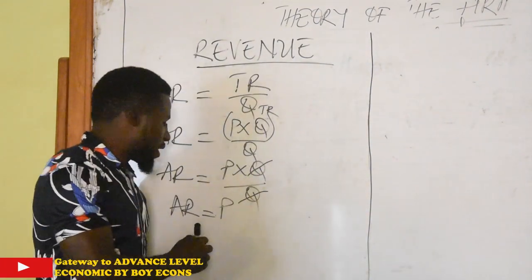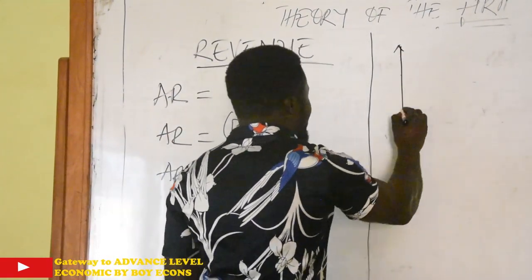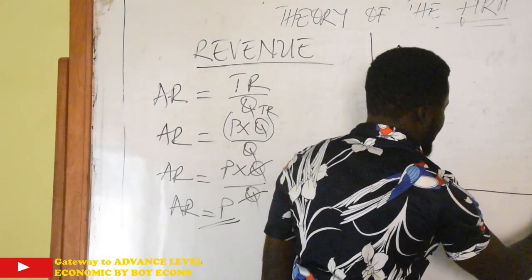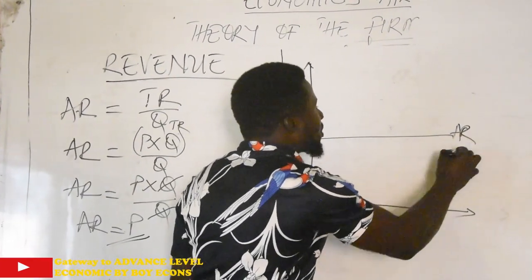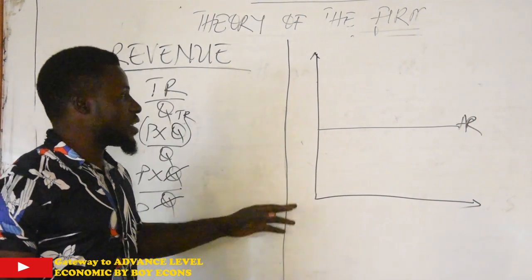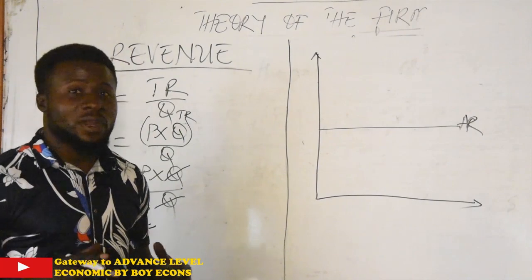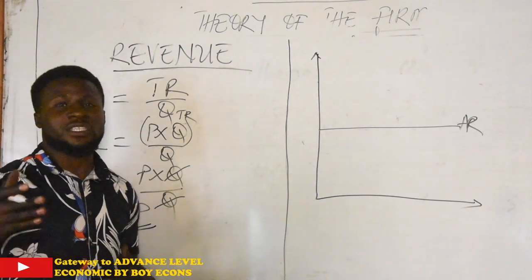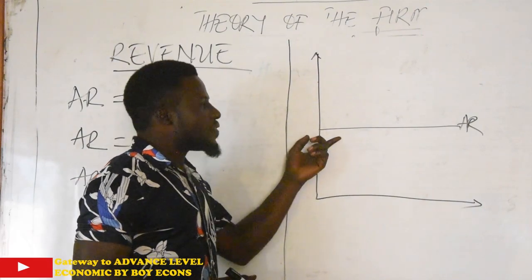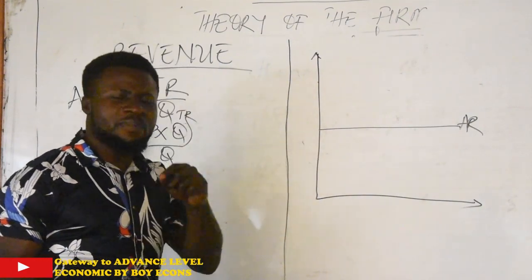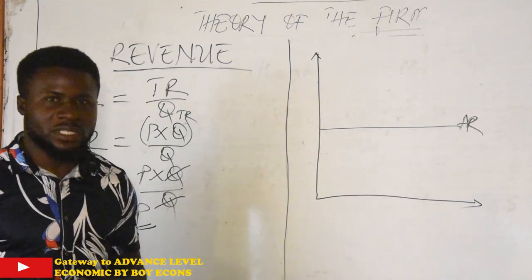Then, graphically speaking, average revenue under perfect competition is illustrated like this. It is a horizontal straight line. The average revenue of a firm under perfect competition is a horizontal straight line. That is just to say that it is constant. Under perfect competition, average revenue doesn't change as output is changing. Why do we say that average revenue is constant? Because the price of firms under perfect competition does not change as output is changing.